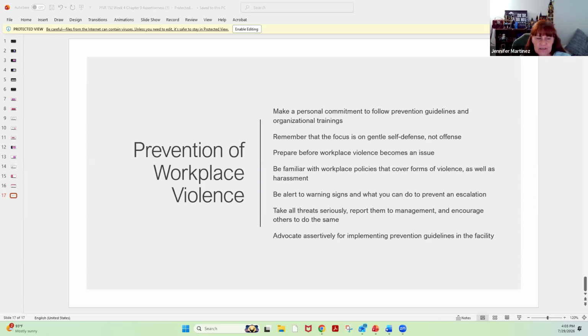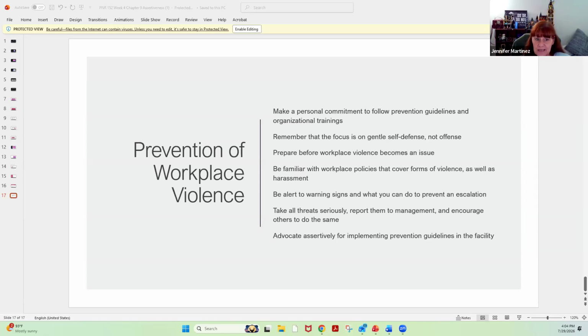After the fact, people will say, "Oh, well, yeah, they did this, they did that, they had this obsession with guns." Okay, and people were afraid to report this behavior. This is the problem, because we cut it down to, oh, they're just being teenagers, or they're just this or that. Take all threats seriously. Take all threats seriously. Report them to management. Encourage others to do the same.